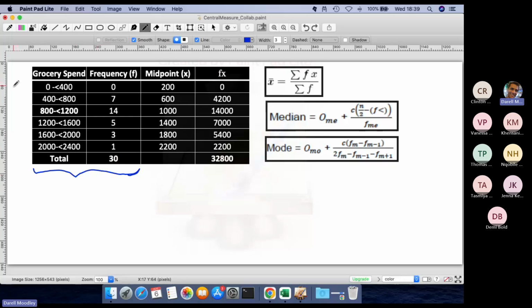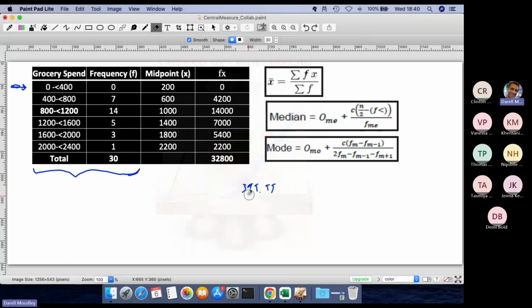So let's look at this first bracket here. What it's saying is we're looking at people that spend between 0 to 400 Rand. That means they don't spend anything, or they spend just under 400 Rand, but the most they would spend in the first bracket is 399 Rand and 99 cents. Okay, that's what the less than sign means. Less than means you don't include 400. Okay, so that's the first bracket.